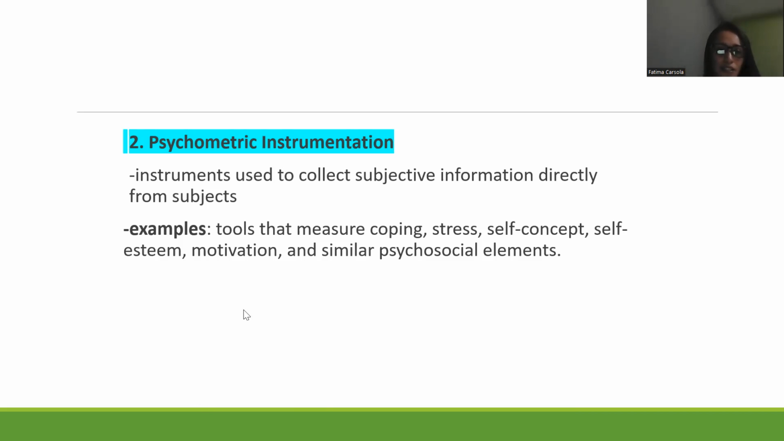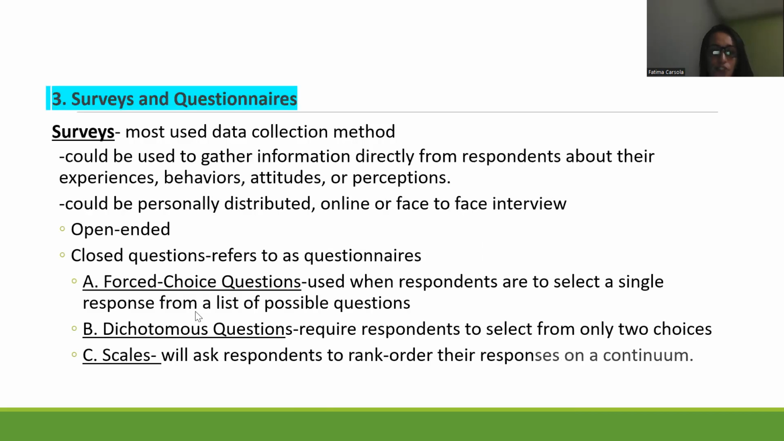Okay, so next you have what you call surveys and questionnaires. The most used data collection method is the survey. In the survey method, a systematic tool is used to gather information directly from respondents about their experiences, their behaviors, their attitudes, and perception. It could be, depending, of course, on the type of question that is used, survey research can rely on a quantitative design, a qualitative design, or a mixed design.